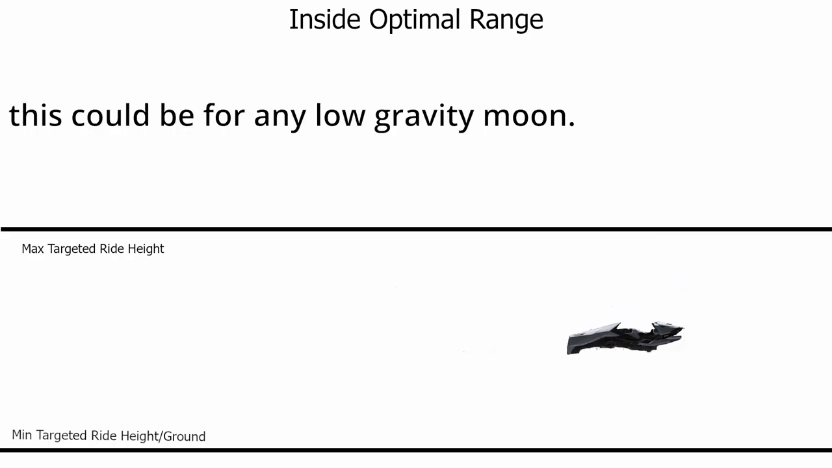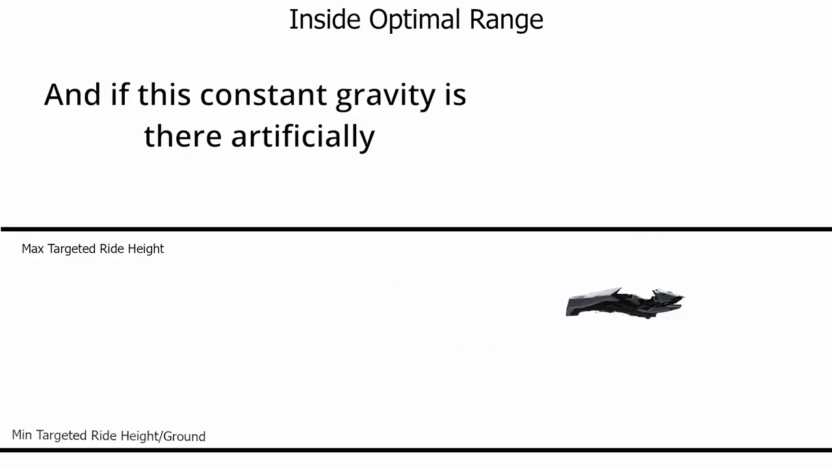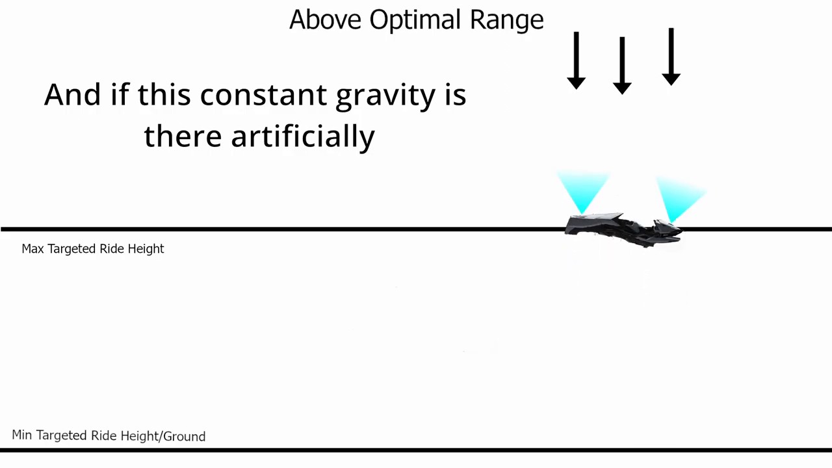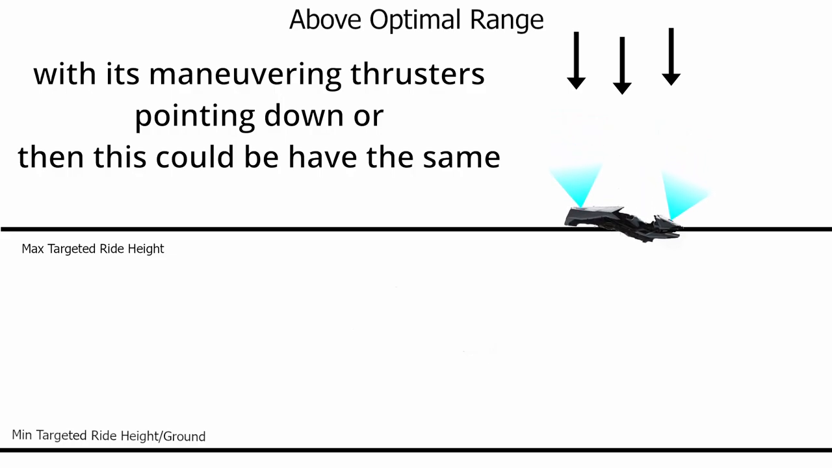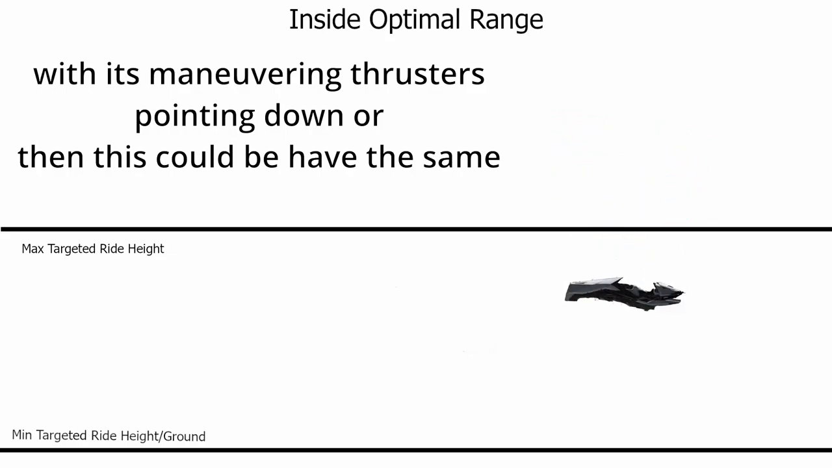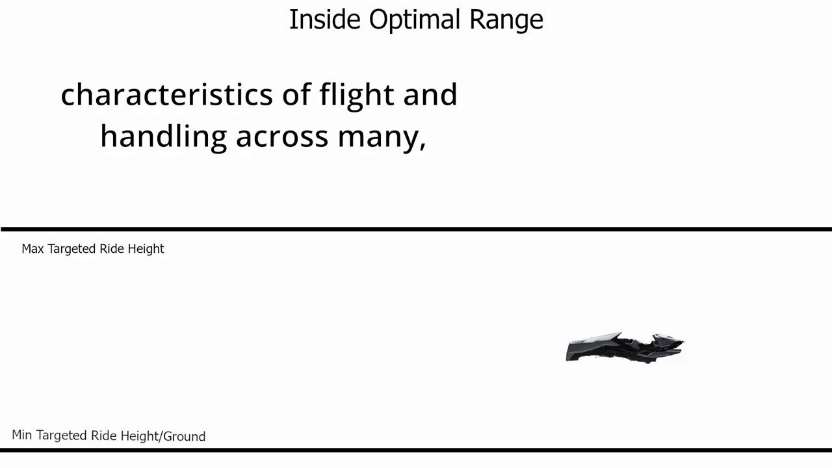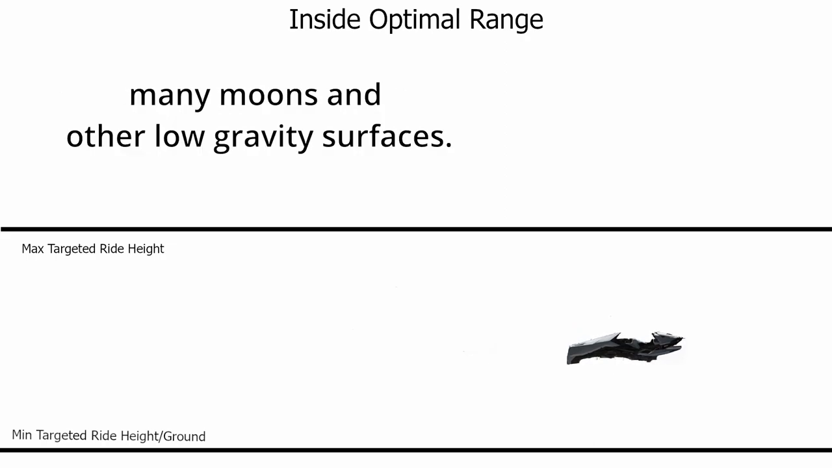And this could be for any low gravity moon. If this constant gravity is there artificially, with its maneuvering thrusters pointing downward, then this could have the same characteristics of flight and handling across many, many moons and other low gravity surfaces.